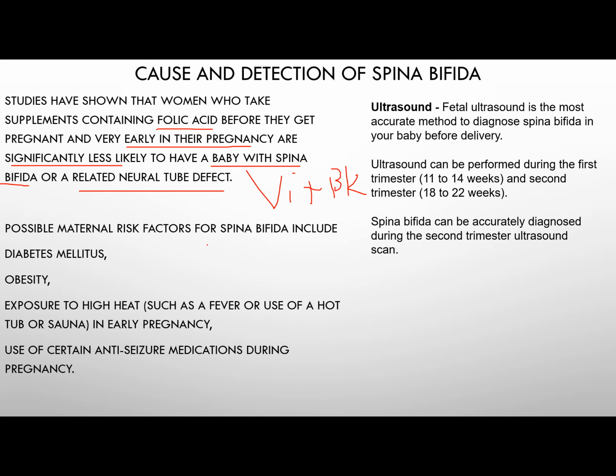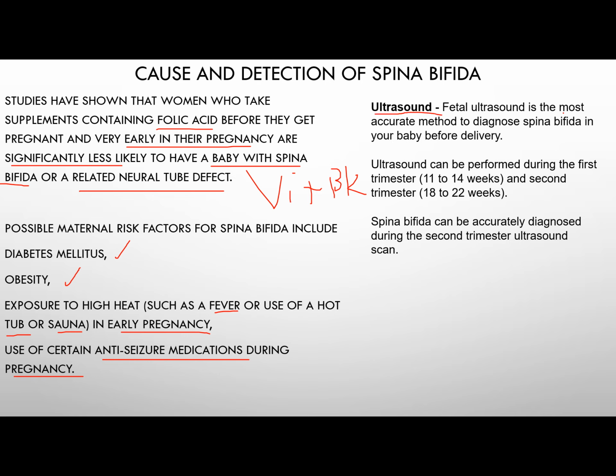Now, possible maternal risk factors for spina bifida would include diabetes mellitus, obesity, exposure to high heat such as fever, or use of a hot tub or sauna in early pregnancy, and use of certain anti-seizure medications during pregnancy. So ito yung mga risk factors. If you're diabetic, if you're obese, if you like going to hot tubs or sauna, class, and if you take anti-seizure medications. Now, the test for spina bifida is usually via ultrasound.